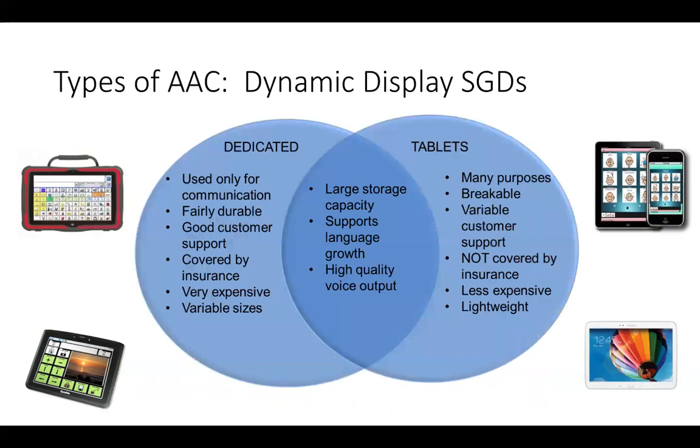The way that these things are the same is that they both have large storage capacity, they both support language growth, and nowadays they really both have quite high quality voice output. So there aren't many devices nowadays that sound like Stephen Hawking's device with the kind of computerized voice output. They're usually quite realistic nowadays.